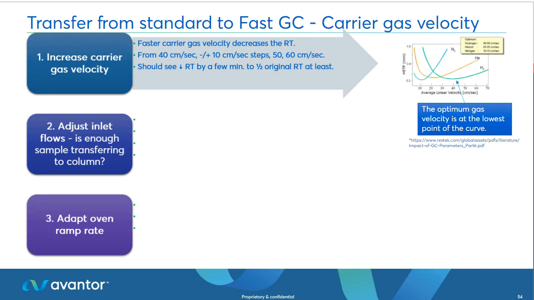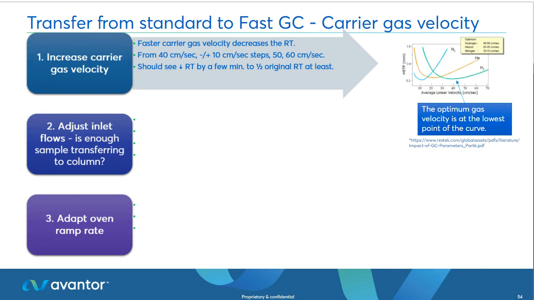You should see the retention time reduced by at least a few minutes, up to half the original retention time. And this is a way to know that it's going in the right direction. If you're seeing that drop in retention time, then that's the first step of achieving FastGC. And again, this is just a reminder of the optimum gas linear velocities, and this is why hydrogen is very helpful, because we can go to those higher linear velocities.